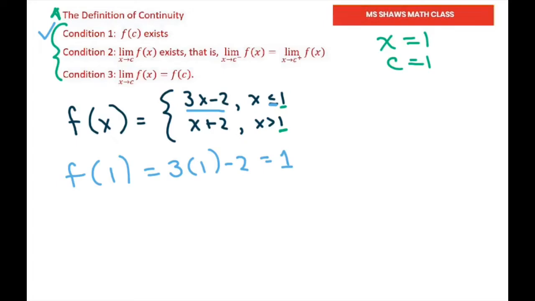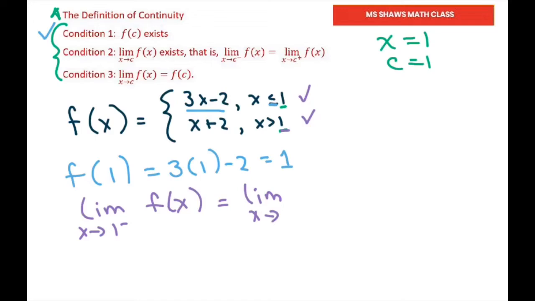Condition 2 means that the left-hand side of 1, which is this part, should equal the right-hand side of 1, meaning the numbers on the right of 1. So basically, you have the limit as x approaches 1 from the left that should equal the limit as x approaches 1 from the right, numbers bigger than 1. So we already know that from the left, numbers smaller than 1 here, that was 1, because we already plugged that in.